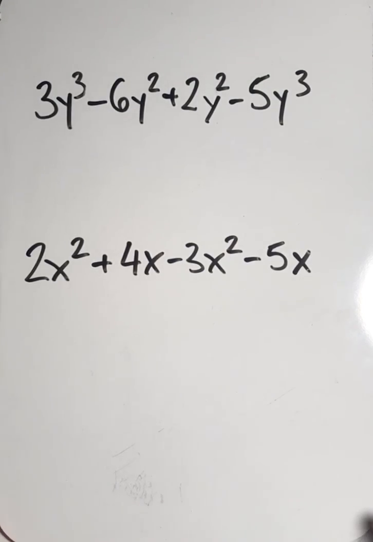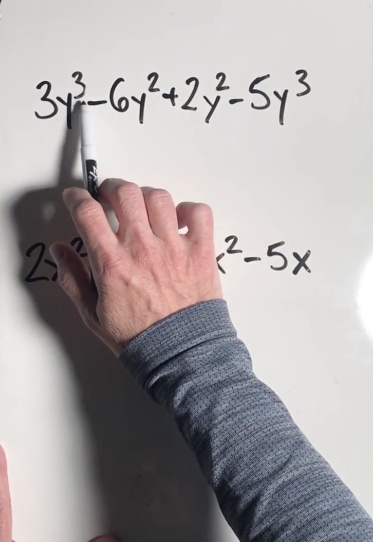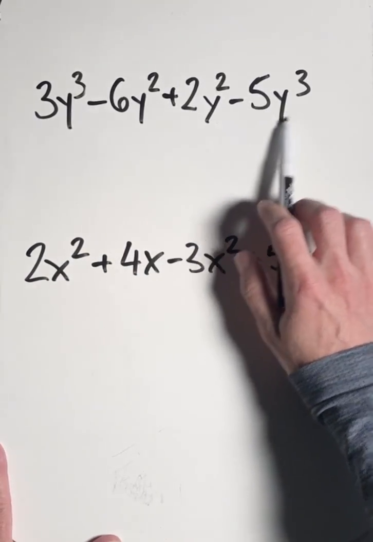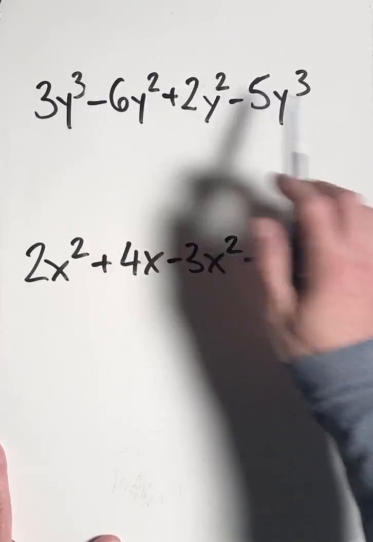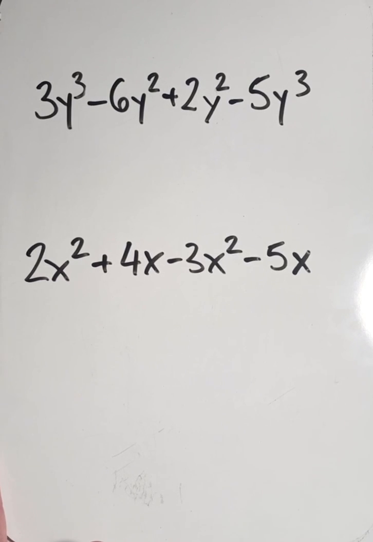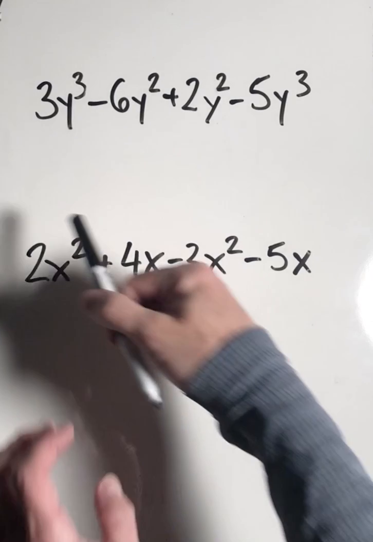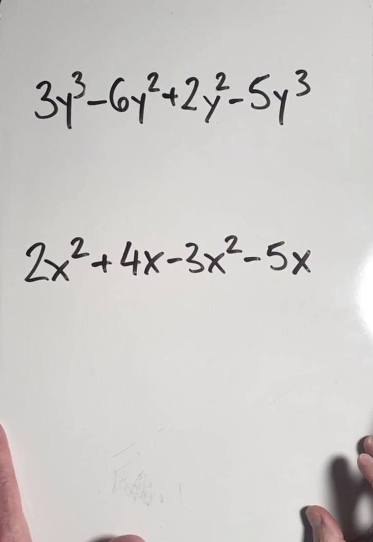Let's practice combining like terms in these two expressions. You will notice that we have a y to the third power here and a y to the third power here. These are like terms, so I'm going to go over a few ways that you can help to make sure to keep track of these when the expressions get larger.